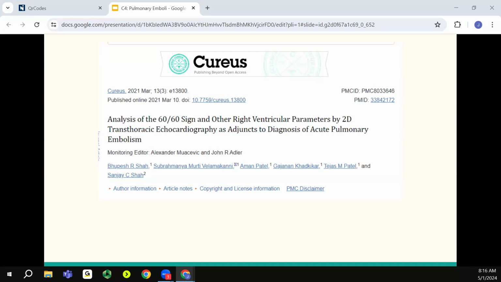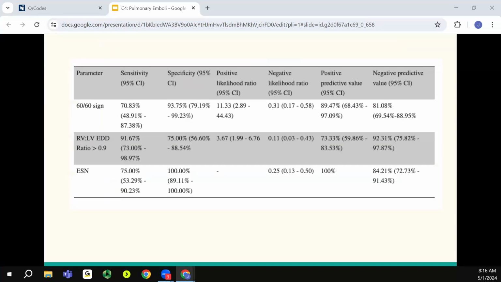An RV to LV end diastolic diameter, and then the 60-60 sign. And then what they did is they risk stratified all of these patients based on the European Society of Cardiology guidelines, which is the guidelines that we talked about: the high, intermediate-high, intermediate-low, and low risk patients. The study enrolled 56 patients and 24 of them had confirmed PE.